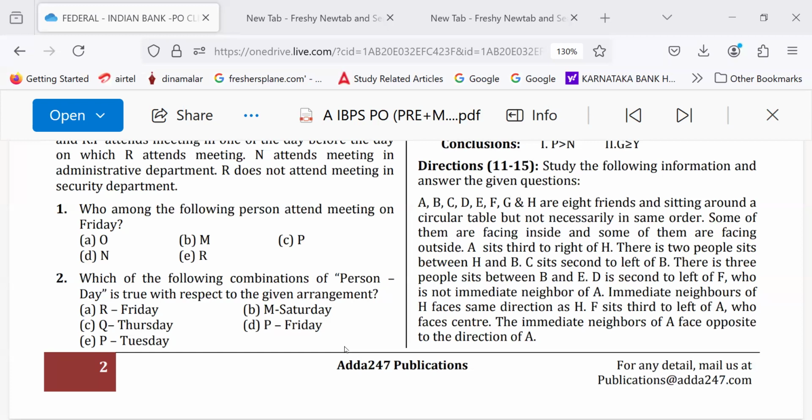Should I go on, or have you been able to draw the diagram? Please draw the diagram, then we can go for the other things. Paper number 17.